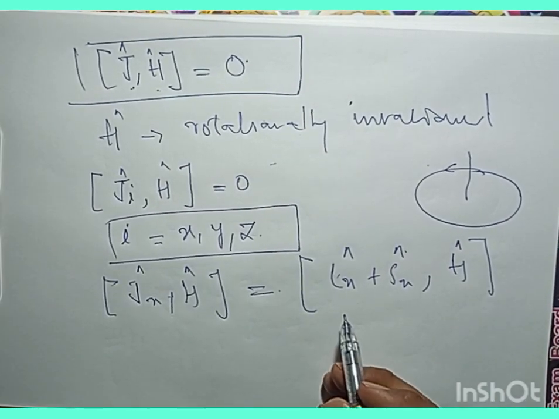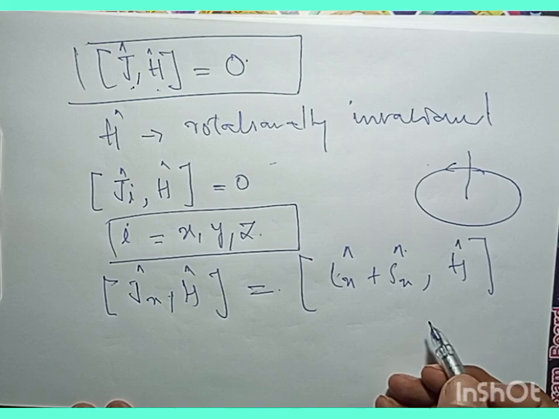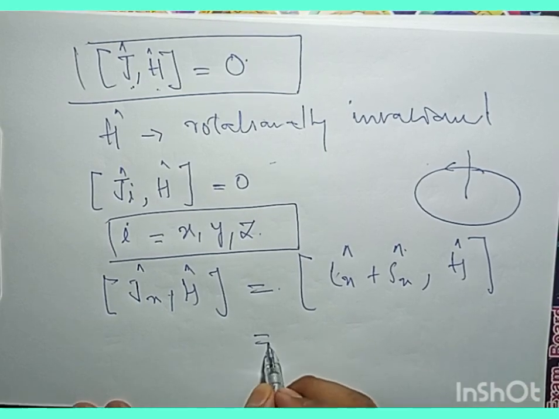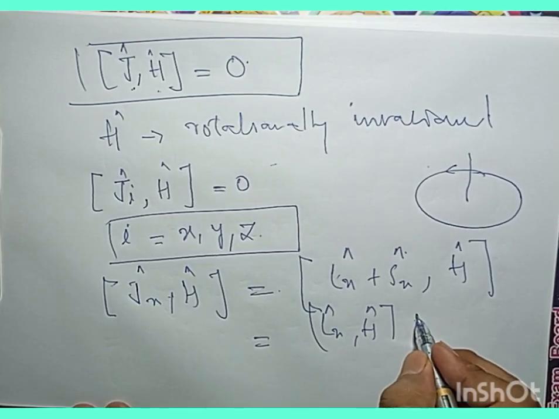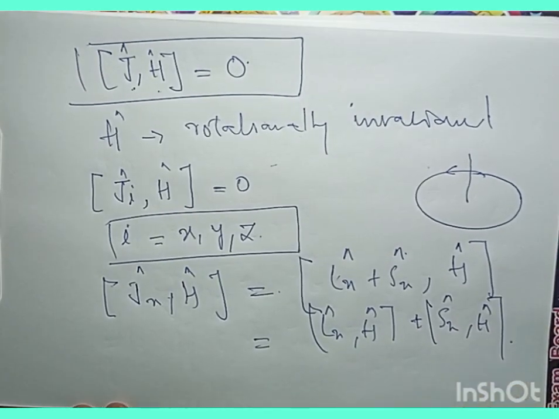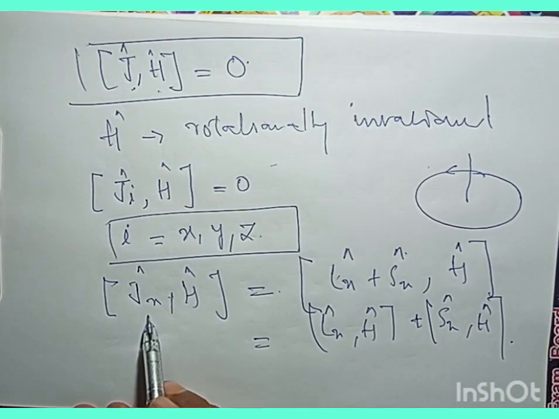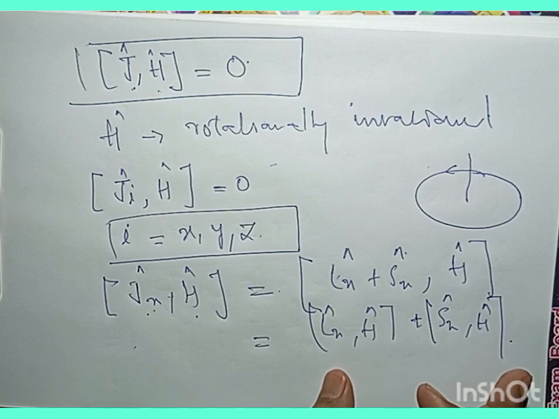Here, we will be using the linearity of these operators. So we can write down this commutation as an expansion. That will be Lx cap, H cap, plus Sx cap and H cap. And similarly, we can write down Jy and H and Jz and H. So for Jy, we will have y components replacing the same relation. For Jz, we will have the z component replacing the same equation.